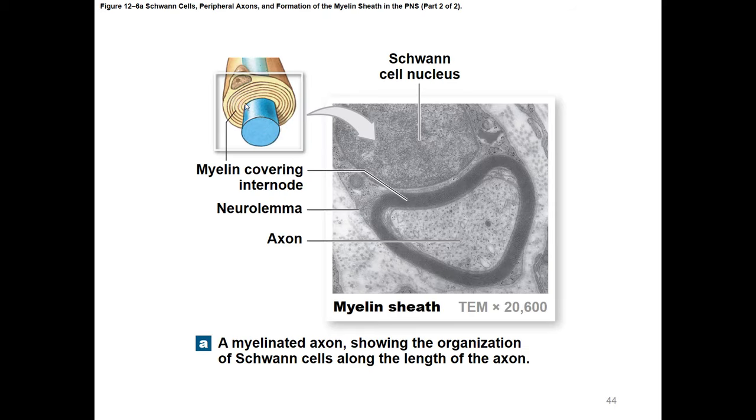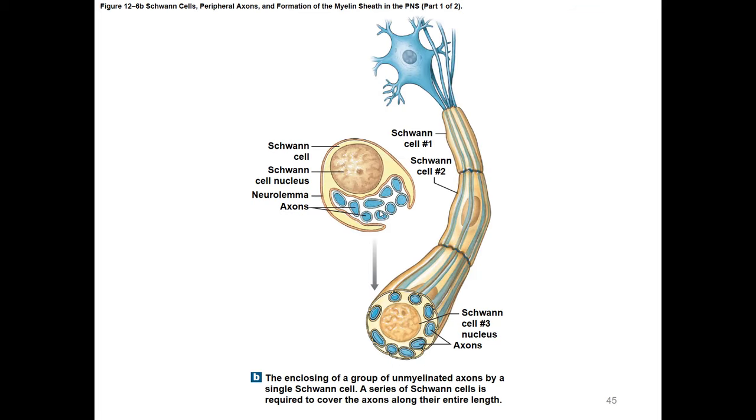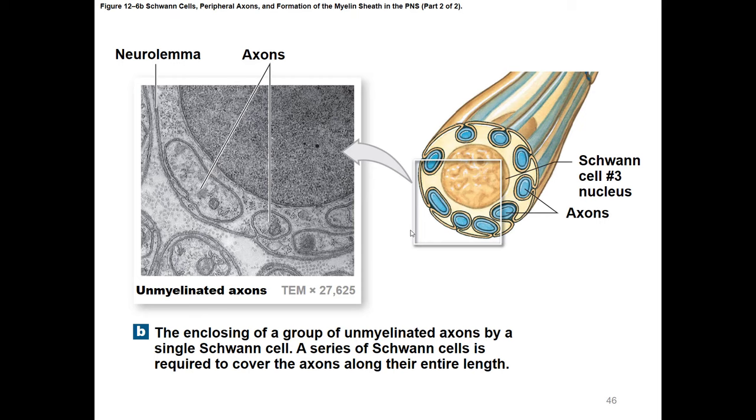Each individual axon was wrapped fully by a big bear hug. And then here we've got several axons, one Schwann cell, but it is not a complete hug. So we've got exposure, which makes this an unmyelinated neuron. Okay, and this is just a close-up of the same exact thing, where we have little pockets for the axons to live, but there's still gaps. So we have unmyelinated axons here.